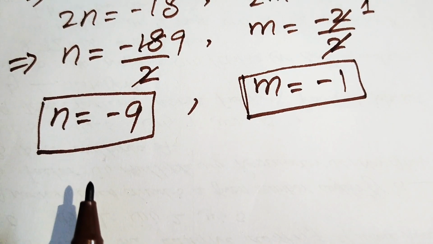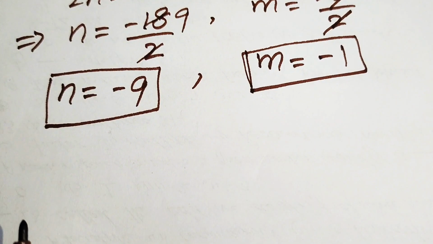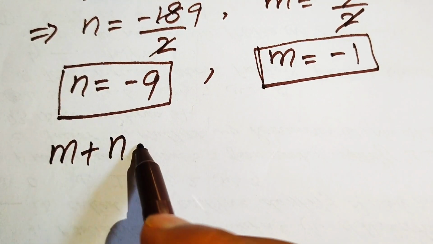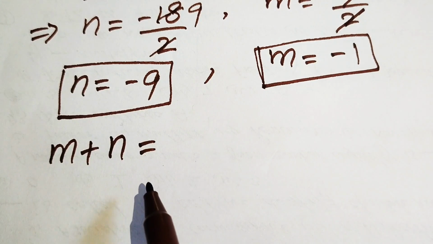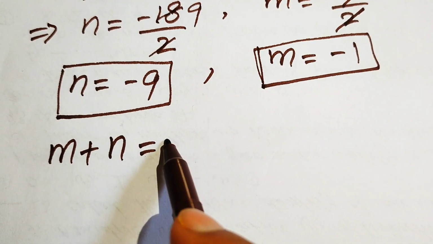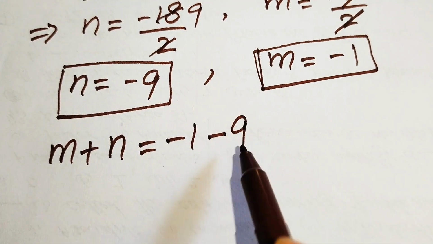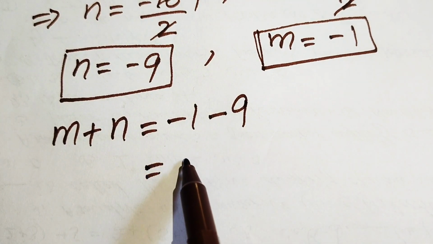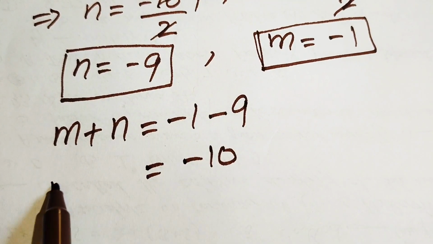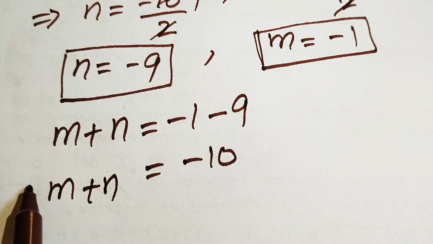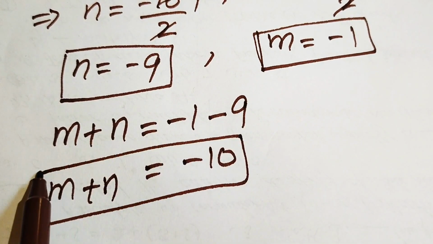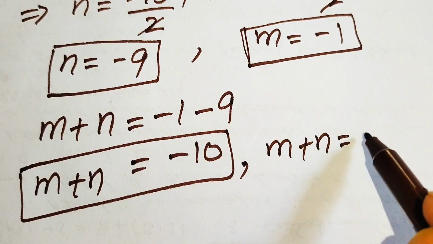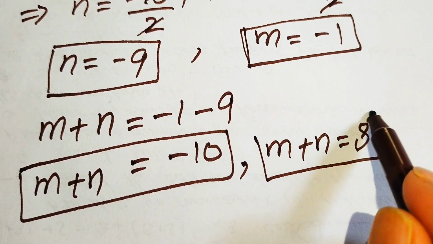Because we need to find the value of m plus n, we just add these two values, and we have minus 1 minus 9. When we add minus 1 minus 9, it will be written as minus 10. So this is the value of m plus n in the second case, and in the first case we have the value of m plus n equal to 8.